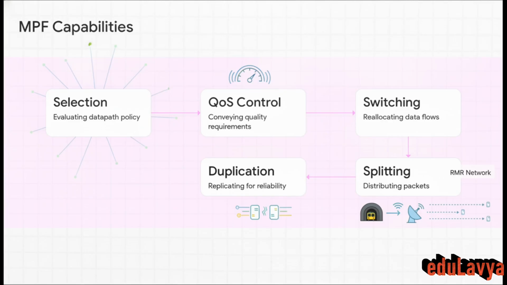And finally, the absolute pinnacle of operational reliability, data path duplication, replicating those vital packets across multiple networks simultaneously so a dropped signal never, ever results in a dropped command.